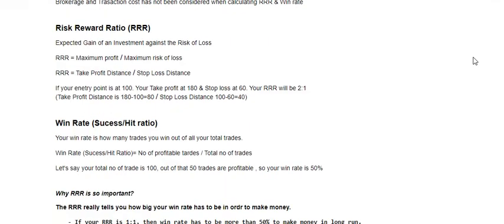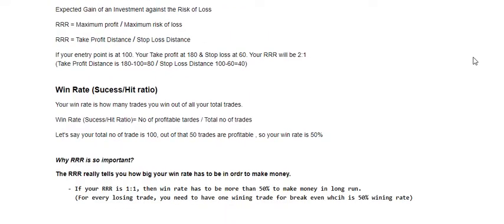Alright. Now I'm going to talk about why RRR is so important, and before that I'm going to talk about what is win rate or success or hit ratio. It's very simple. Your win rate is how many trades you win out of your total trades, or how many trades are profitable out of your total trades. It might be in a day, it might be in a month. That is your win rate for the day, that is your win rate for the month.